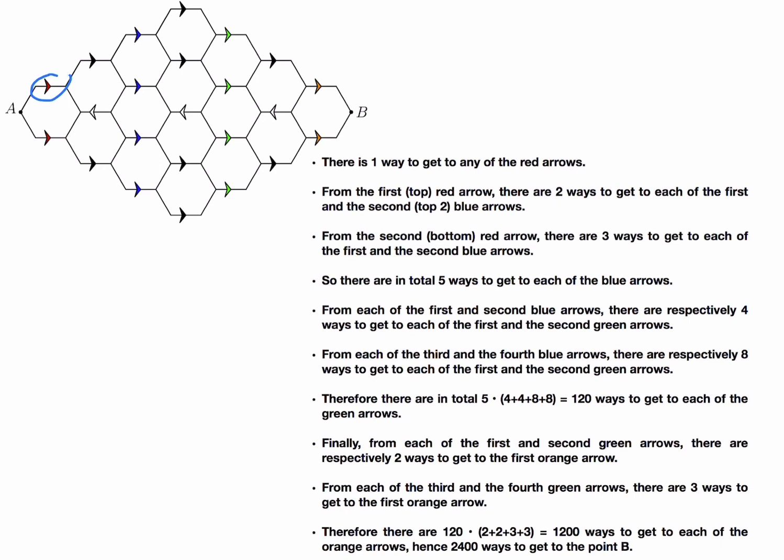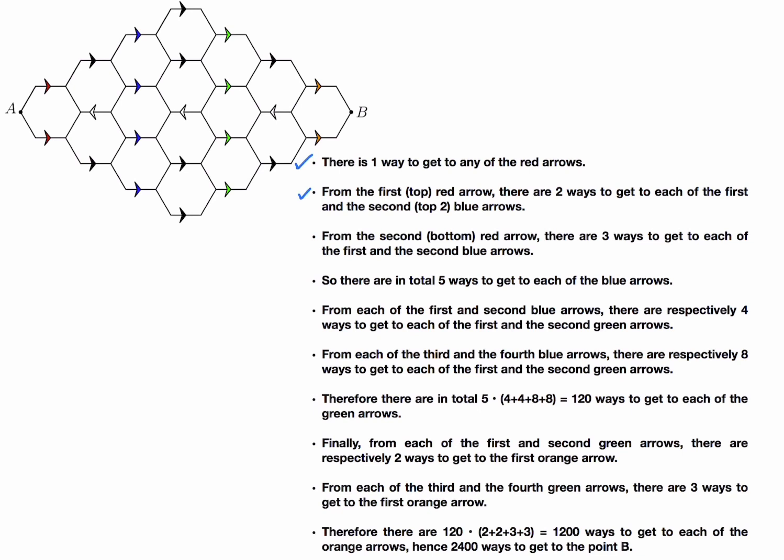From the first top red arrow, so this one, there are two ways to get to each of the first and second blue arrows. So what are those two ways? Well, from here, obviously that's one way to get to that first blue arrow, but then you can also go like this, which is sort of a roundabout way of getting to that blue guy. So that takes care of this one and this one.